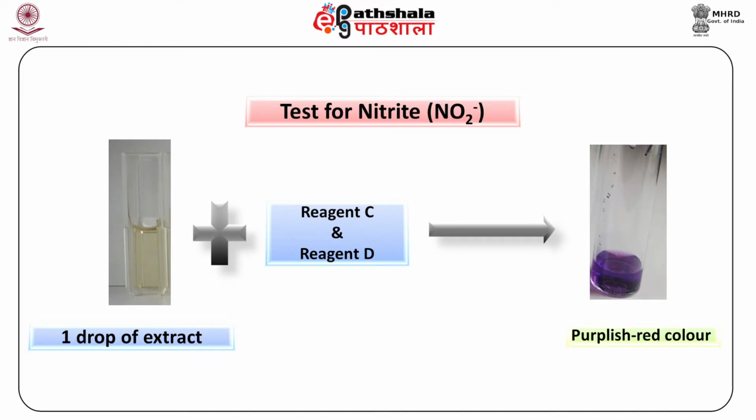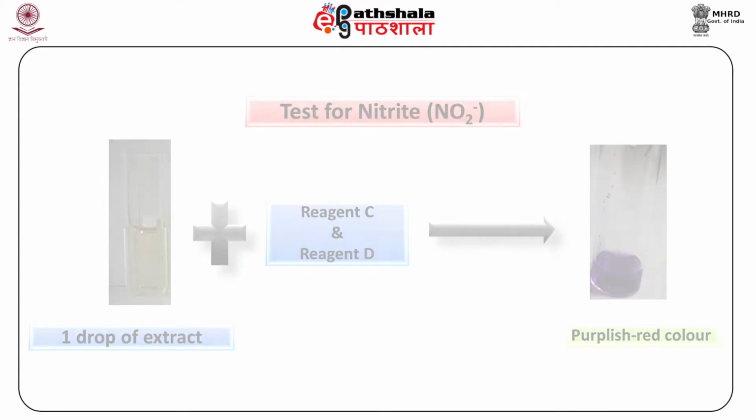Another method for testing the presence of nitrite ion is done by taking 1 drop of the extract in a semi-micro test tube and then adding 10 drops of reagent C, followed by adding 2 drops of reagent D to it. A purplish red color indicates the presence of nitrite ion.